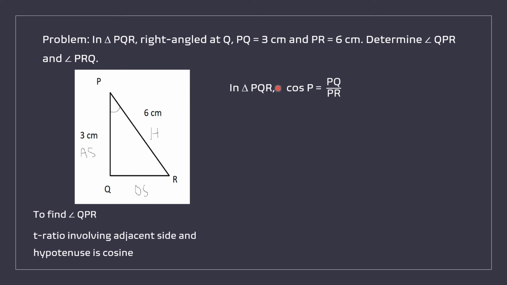Therefore in triangle PQR, cos P is equal to adjacent side of P by hypotenuse. Adjacent side of P is nothing but PQ. That's why cos P is equal to PQ by hypotenuse, which is PR. Substitute the values we know. We don't know the value of angle P, leave it as it is. Cos P is equal to PQ is 3 centimeters, which is given already, and PR is 6 centimeters. On cancellation you will get 1 by 2. So cos P is equal to 1 by 2.